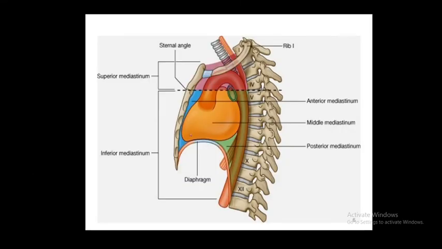Now in this you can see the structure here. This is the superior mediastinum, and this is the inferior mediastinum, and this is the transverse plane which is going through the sternal angle, which divides the mediastinum into a superior and the inferior. Then the inferior is again divided into an anterior one, which lies on the anterior aspect. There is a middle mediastinum in which the heart is lying, and there is a posterior mediastinum.